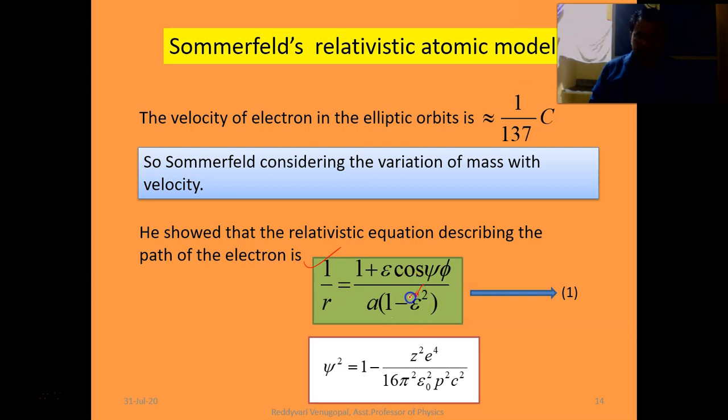where this one is taking care of eccentricity. Here psi square is equal to 1 minus z square e to the power of 4 divided by 16 pi square epsilon naught square p square c square. So in deriving this particular equation, he has taken care of this relativistic correction.